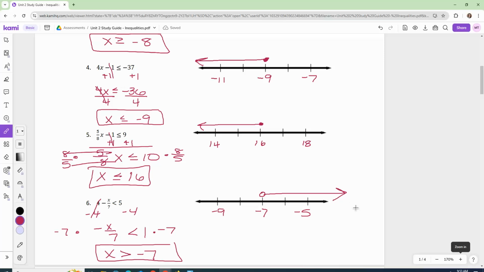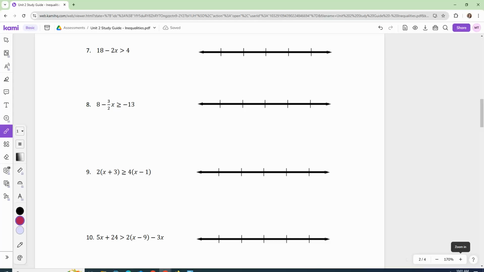Okay, so if you didn't have those done, or you didn't have them correct, everyone should have them now. Are there any questions on 1 through 6? Okay, I'm going to stop discussing for a minute. You guys are going to have some time to work.